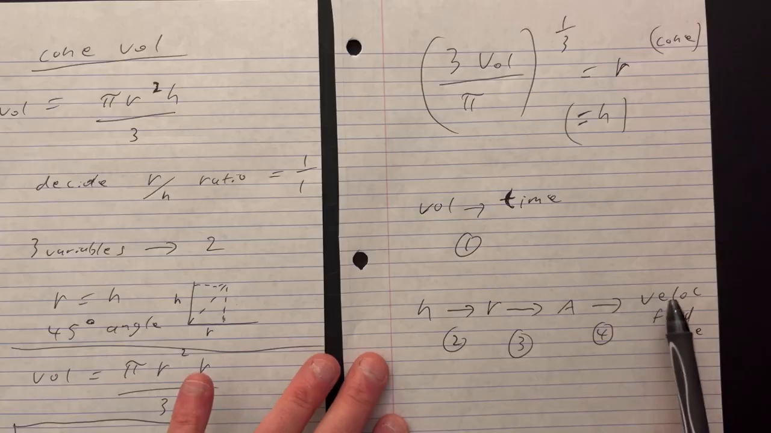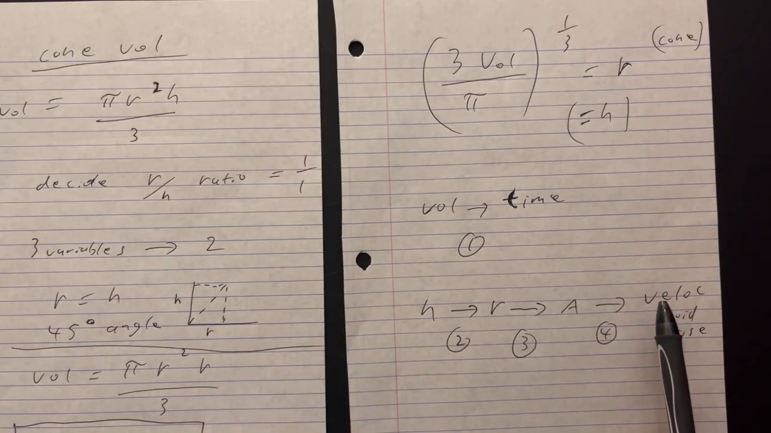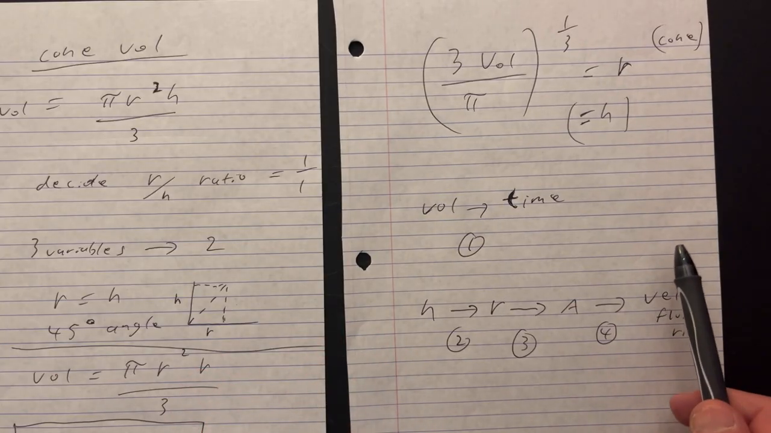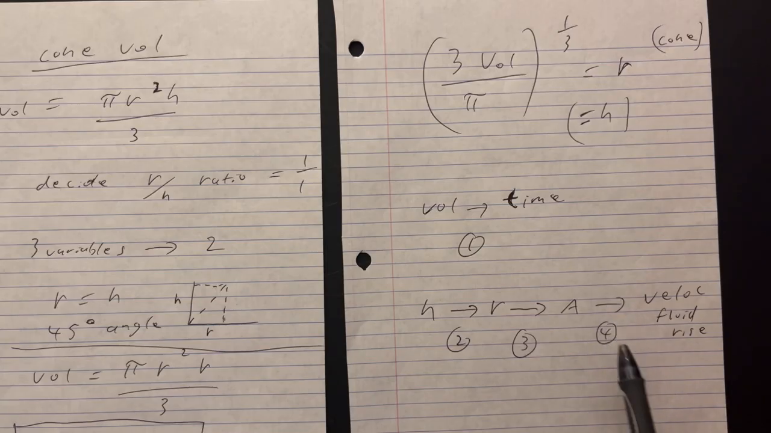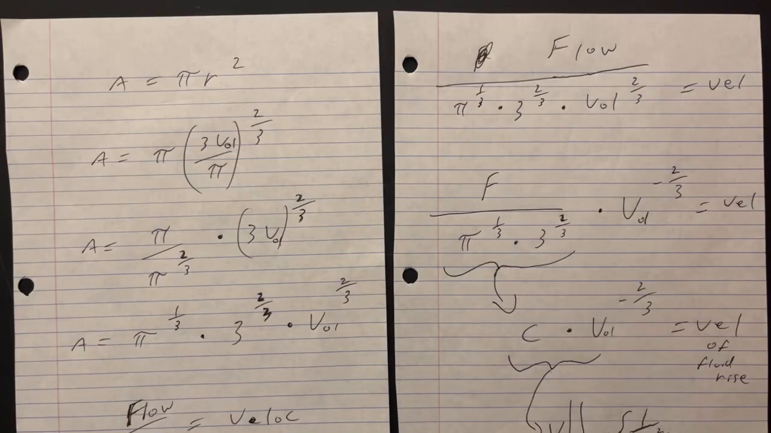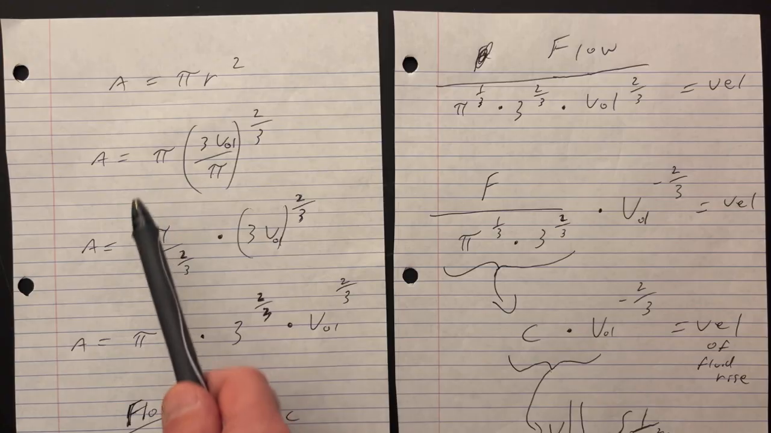And then I'm going to turn that into the velocity of the fluid rise, because the velocity of the fluid rise is equal to the flow rate over the area. So that's why I have to get that area. Next page. Okay, area equals pi r squared.